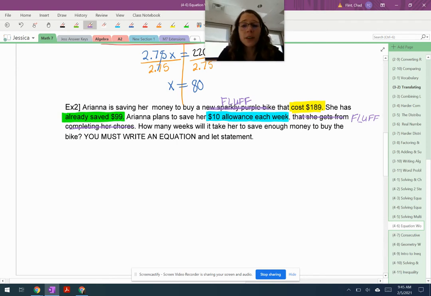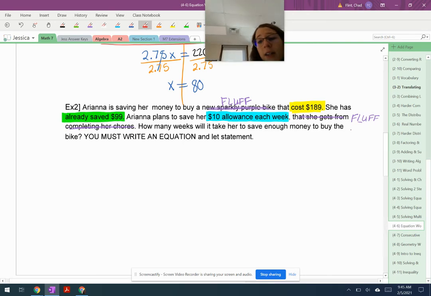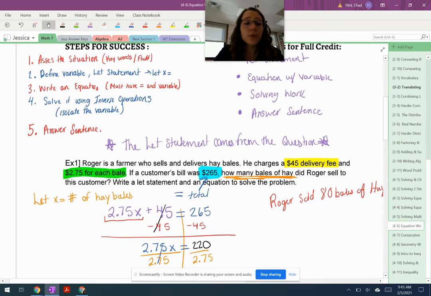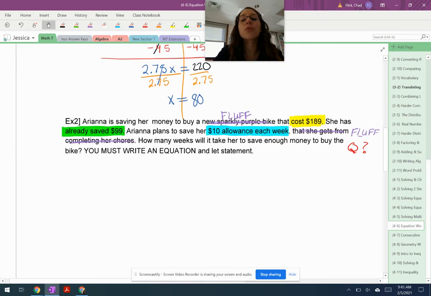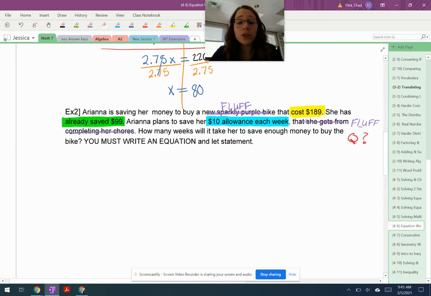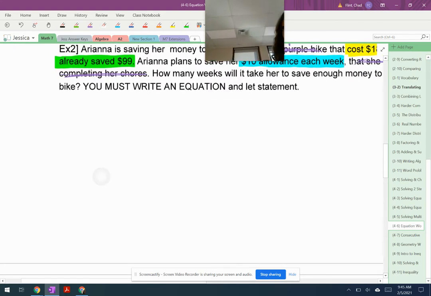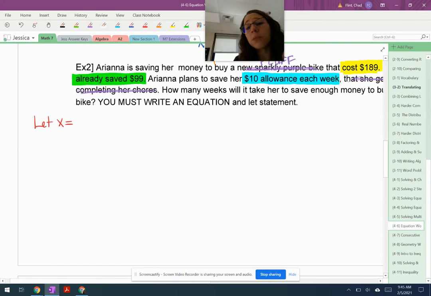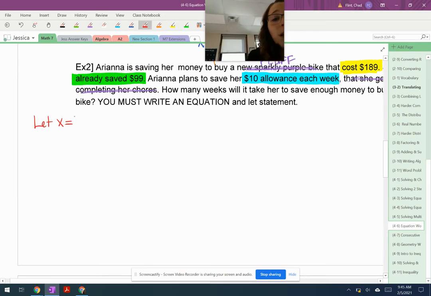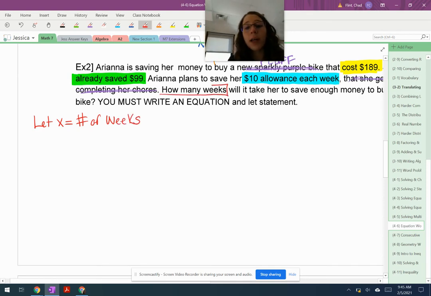How many weeks will it take her to save enough money to buy the bike? And that is my cue. That's where I've got my cue, my question. So, number 2 says to define a variable. And again, remember, your let statements are coming directly from the question. So this question was asking me how many weeks will it take? So I am going to let X, and again, I always use X because I'm boring and plain. You're more than welcome to use W for the number of weeks or whatever. So let X equal the number of weeks, coming right from the question. How many weeks?